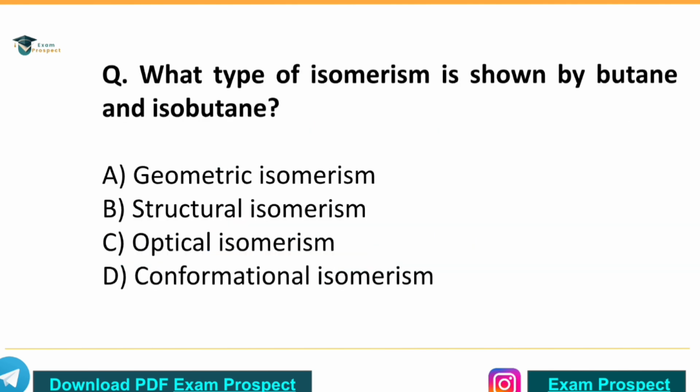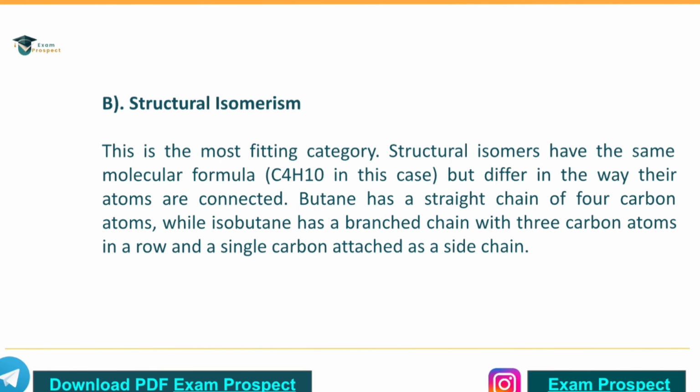Next question, what type of isomerism is shown by butane and isobutane? The correct answer is option B, structural isomerism. And this is the most fitting category.